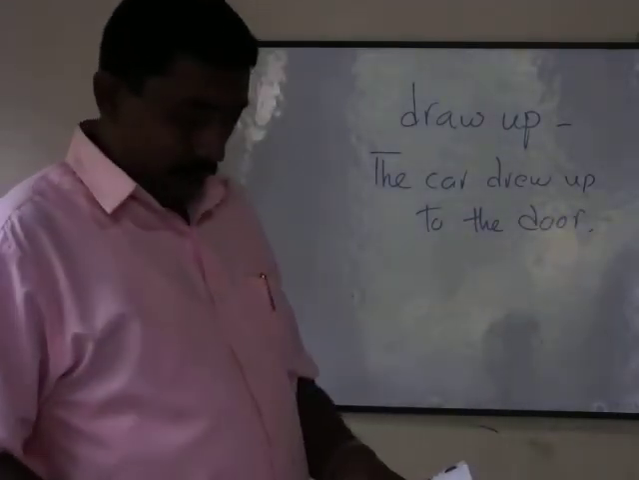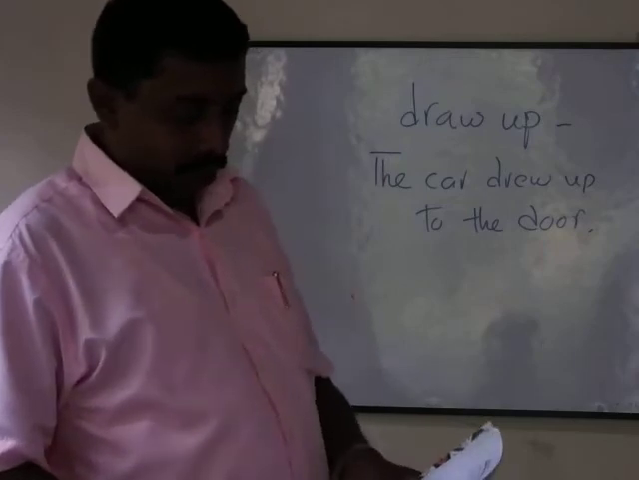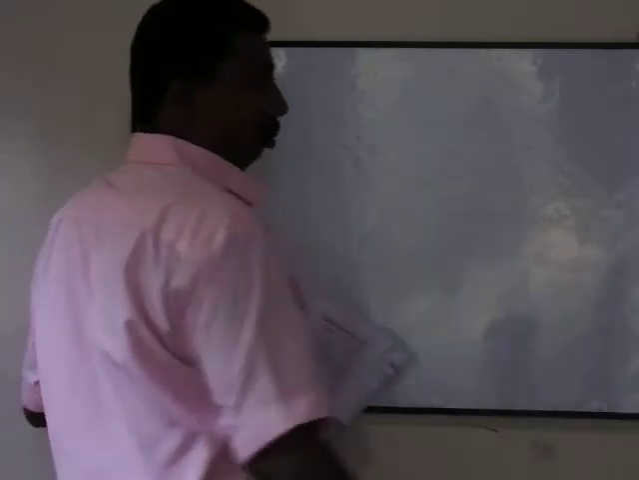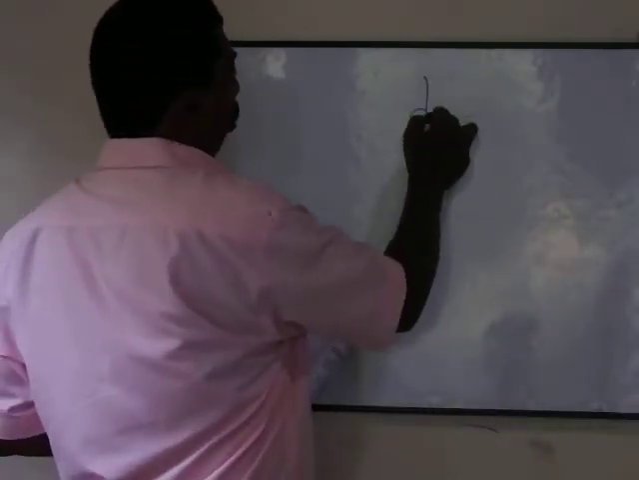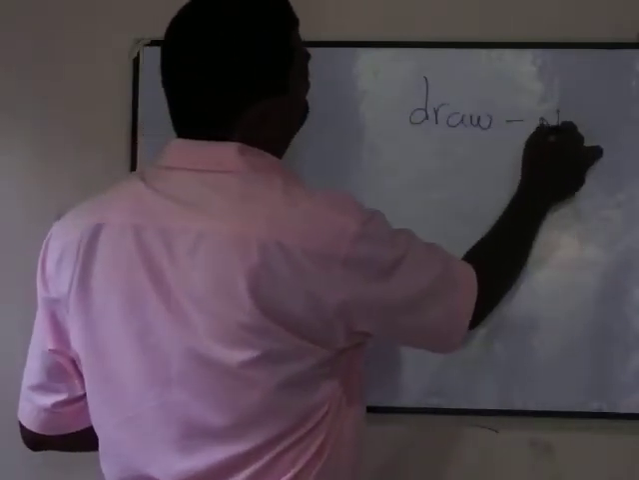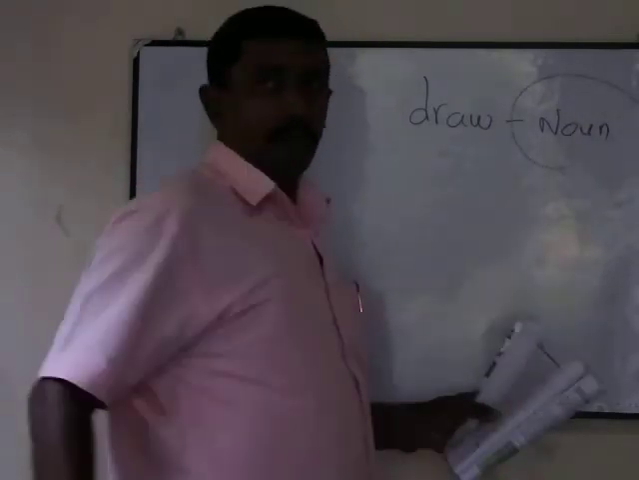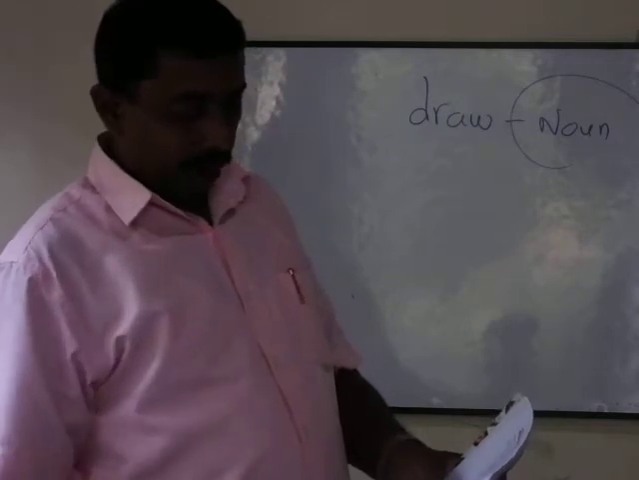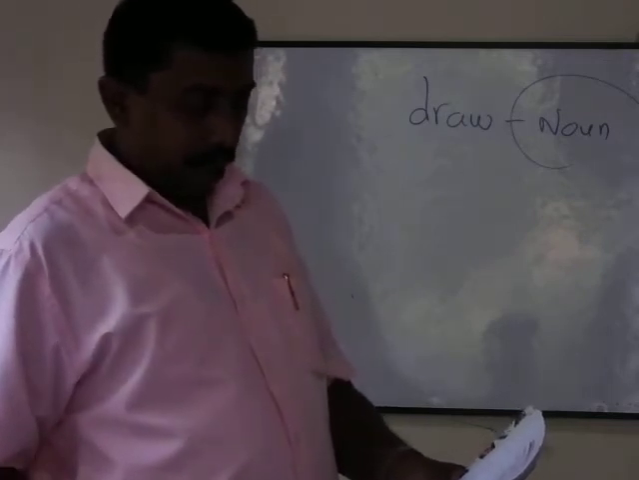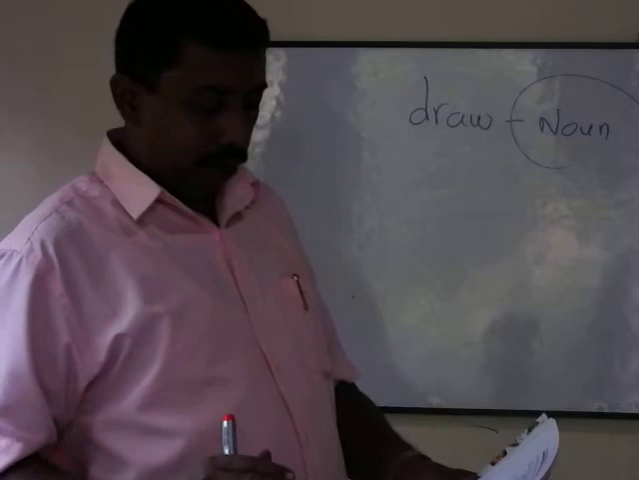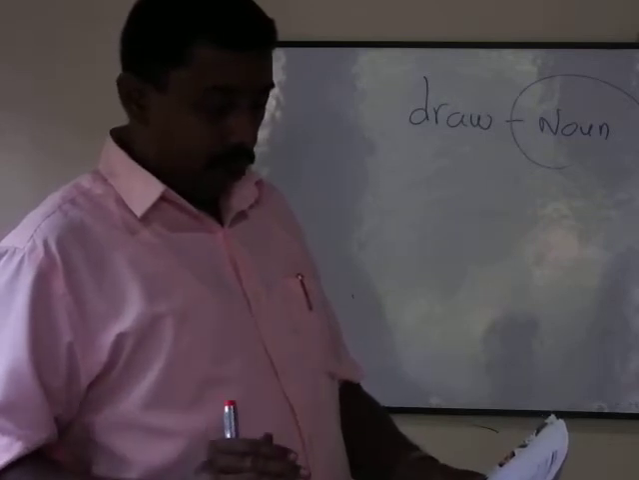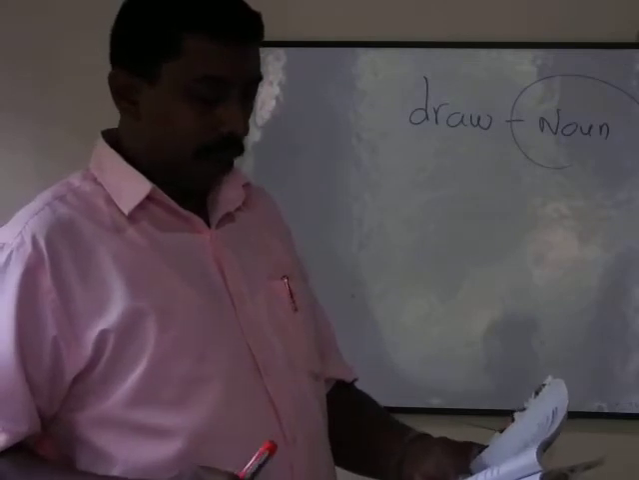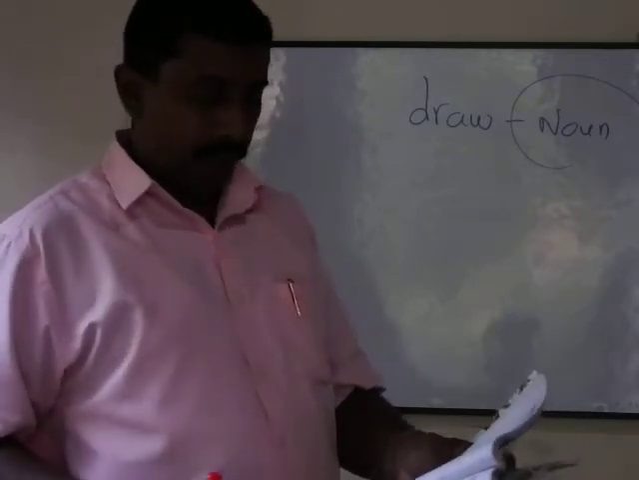Right? After that, draw as a noun. The same word draw is used as a noun. Up to now it was used as a verb. The act or result of pulling out: the outlaw was quick on the draw. Right? On the draw.